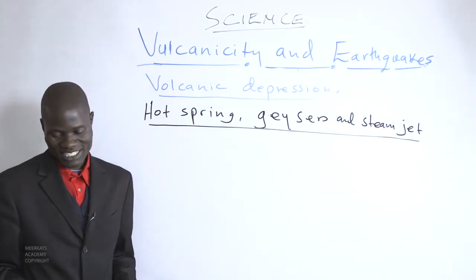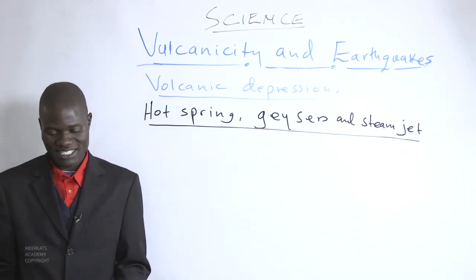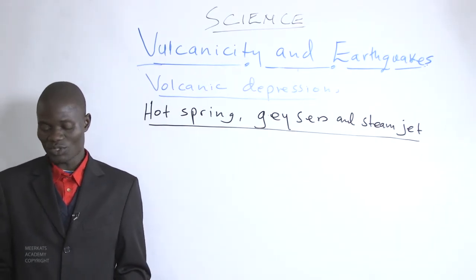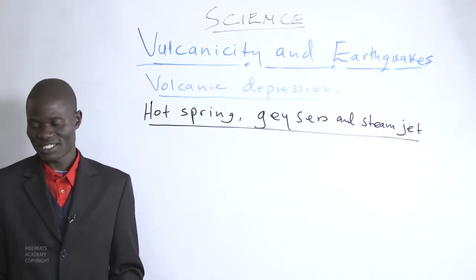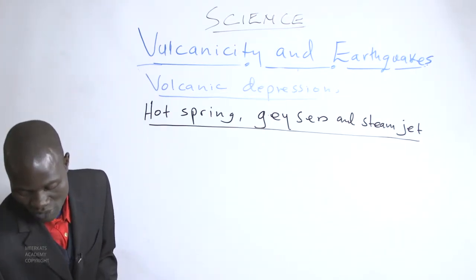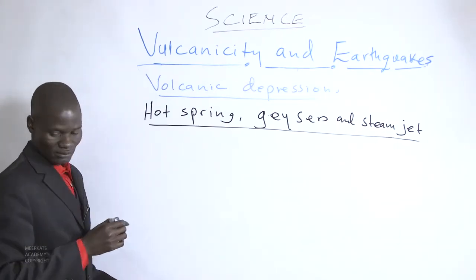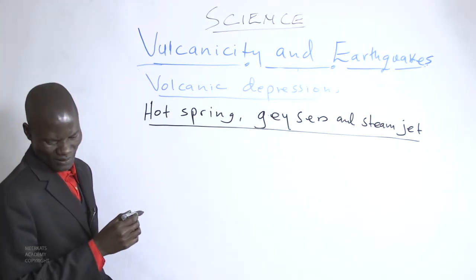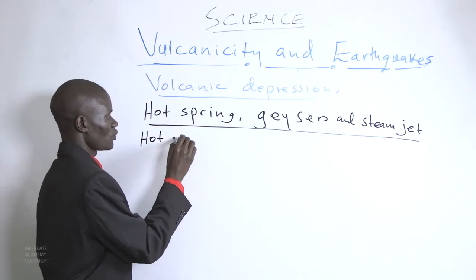A geyser is a mass of water that springs to form fountains. This water may be expelled out from the fissures onto the surface or into the air column, and as a result of that, hot springs will be formed.